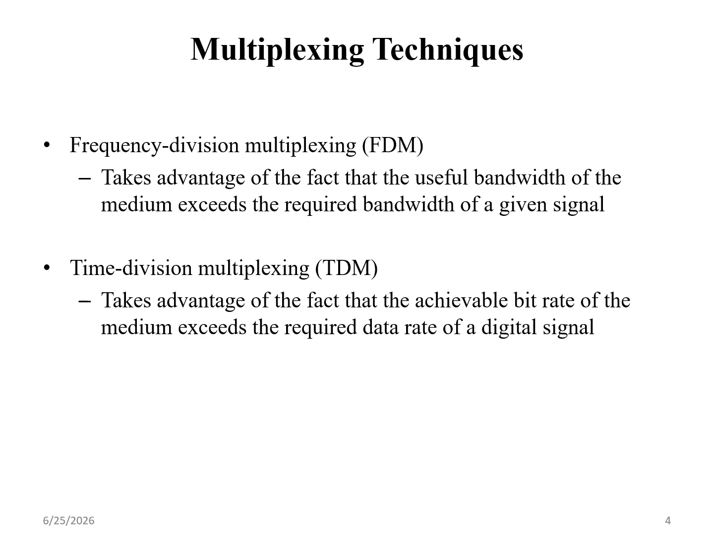So that is nothing but frequency division multiplexing. It takes advantage of the fact that the useful bandwidth of the medium exceeds the required bandwidth of a given signal. So this was the frequency division multiplexing. Clearly, I have given one common example.